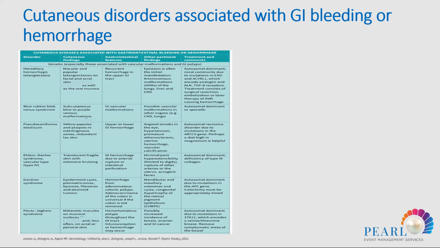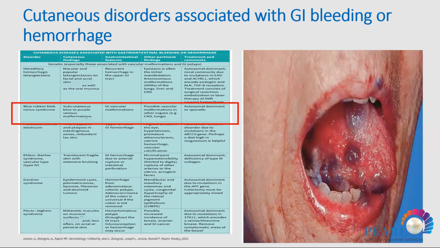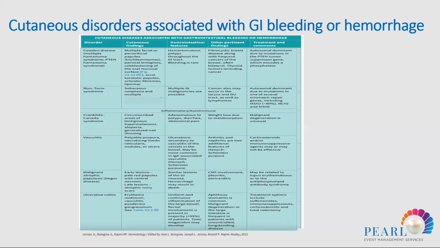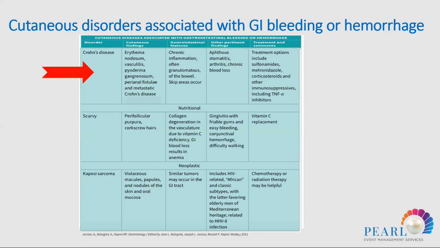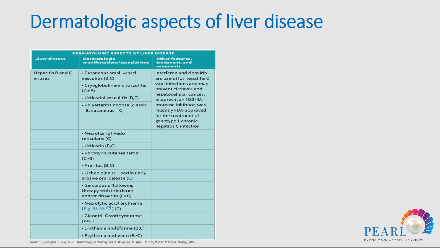So again, another busy slide: cutaneous disorders associated with GI bleeding or hemorrhage. Patients may have hereditary hemorrhagic telangiectasia, which could be macular and papillary telangiectasia, as we can see here. In blue rubber bleb syndrome, there could be subcutaneous blue to purple venous malformations, and this also could be associated with GI bleeding. Crohn's disease, we already discussed the different types of findings. And with Kaposi sarcoma, of course, those patients may have violaceous macules and papules, and there could be not only GI involvement, but also lung involvement in those cases.